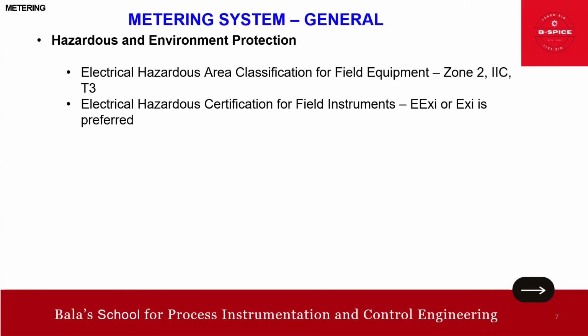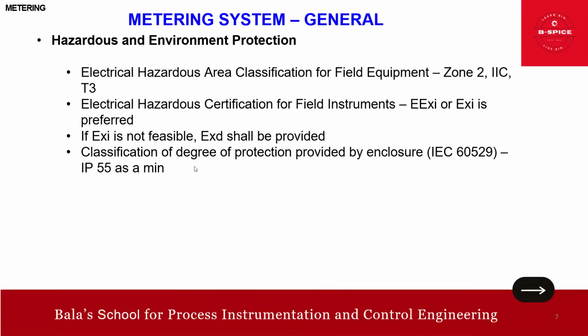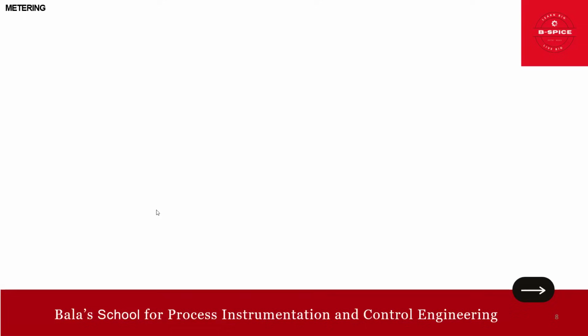Then electrical hazardous certification for the field instruments. Either we can go with EEx i or Ex i. If Ex i is sometimes not feasible, then we can also go with Ex d. And classification of degree of protection by enclosure, IEC 60529 standard to be adopted, and IP55 as a minimum. But what I recommend for field instruments is that you can also go for IP65. What I mentioned here is as a minimum. So this is about the hazardous and environment protection.